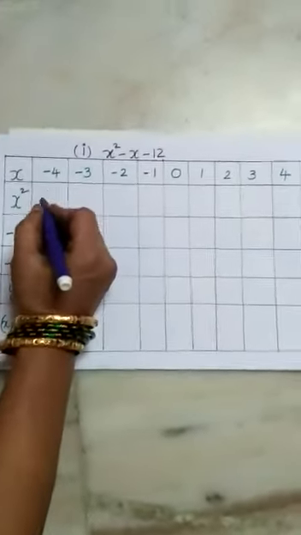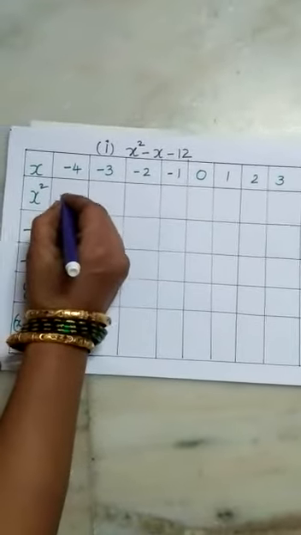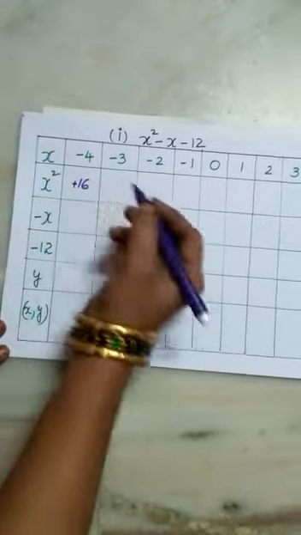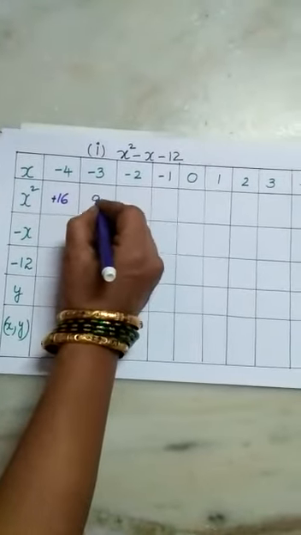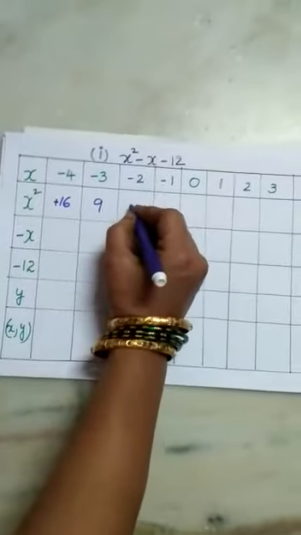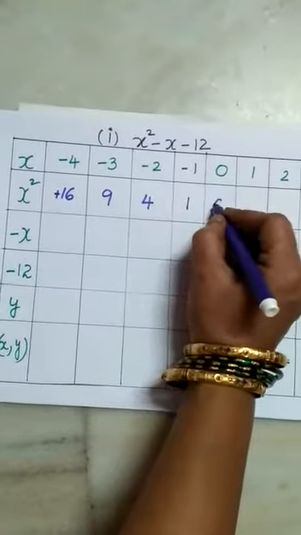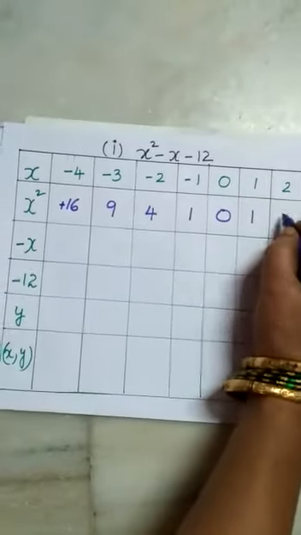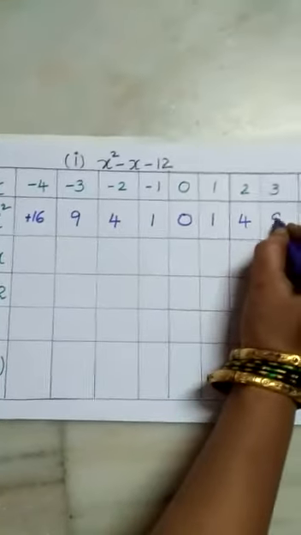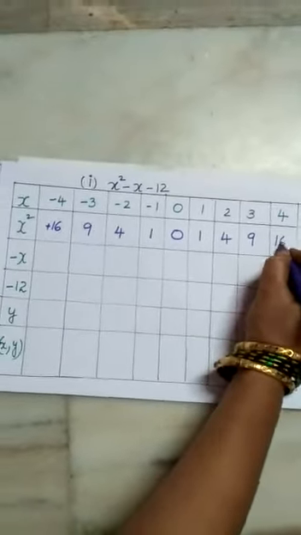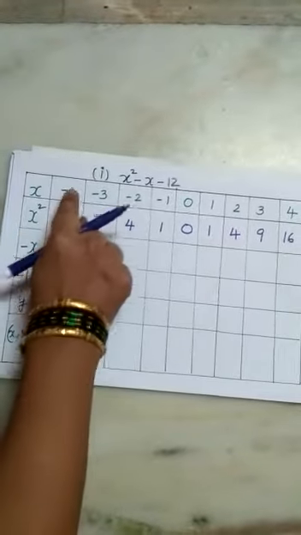Now, after taking these values, how to fill the table? Just see here, the first column is x square. So, minus 4 into minus 4, that is plus 16. And then minus 3 into minus 3, that is 9. Minus 2 into minus 2, that is 4. Minus 1 into minus 1, that is 1. Then 0 into 0, it is 0. 1 into 1, 1. 2 into 2, 4. 3 into 3, 9. 4 into 4, 16. Because this is x square column, so you must square all these numbers. So first column is filled.